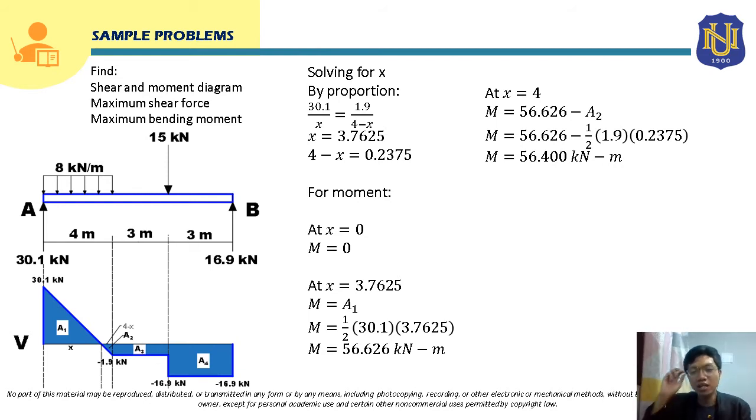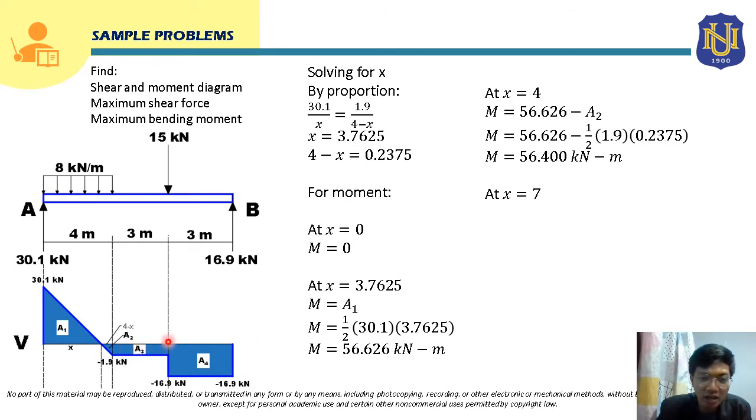From here, the next point where we are going to solve the moment is at this point. This is 7 meters now from the left, so this will be at x equal to 7. At x equal to 7, to solve for its moment, we are going to use the previous moment, which is 56.4, and then we are going to sum up this area.